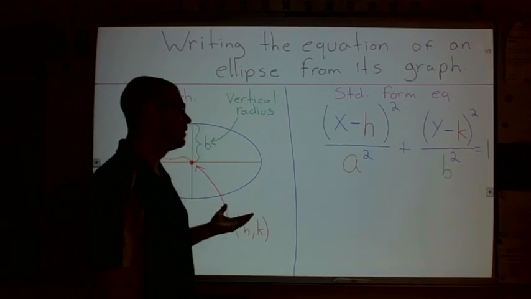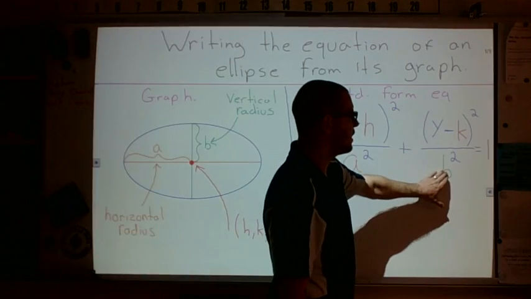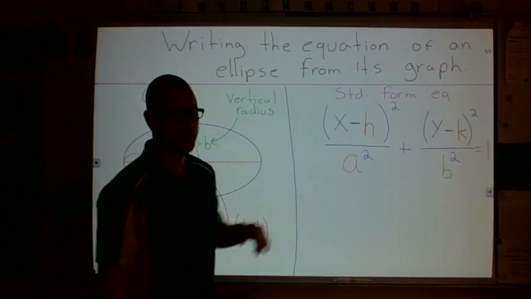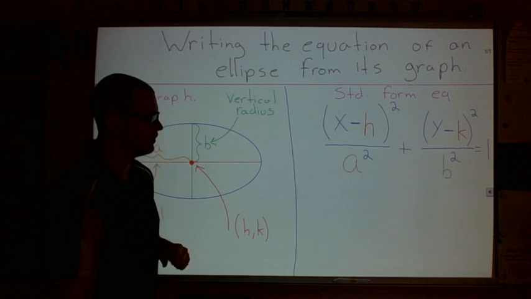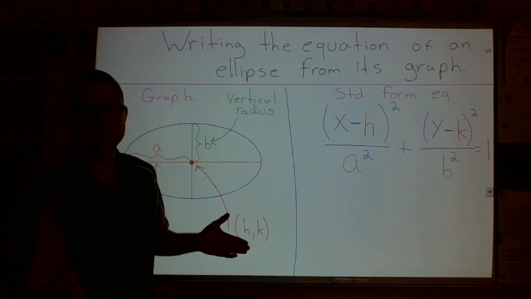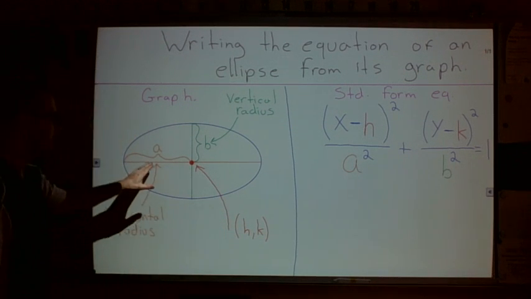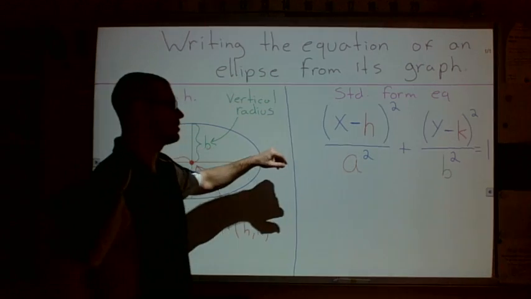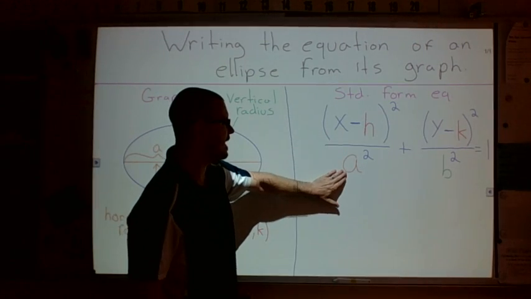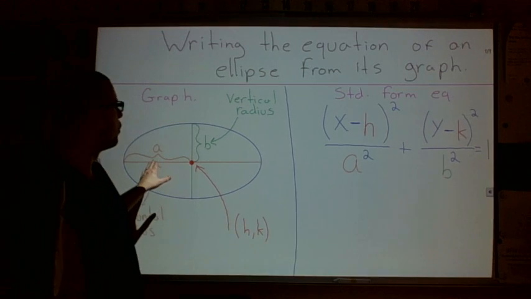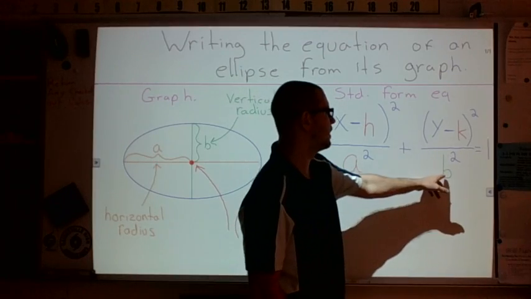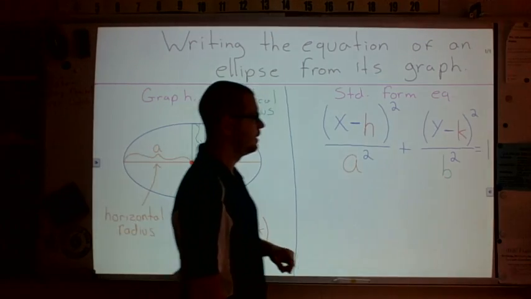In a circle, both of these denominators would be the same, and so we just multiply it out, and that's where we get x squared plus y squared equals r squared for a circle. But for an ellipse, because the circle has been stretched, it's different. So we have a horizontal radius and a vertical radius. Now notice, under the variable x, I put a squared because that goes with the horizontal radius. And under the variable y, I put b squared because that goes with the vertical radius.